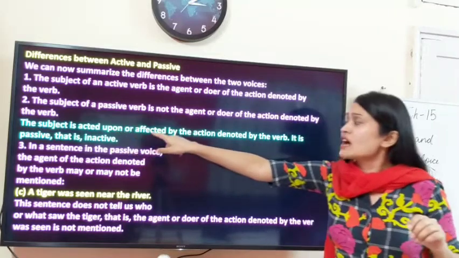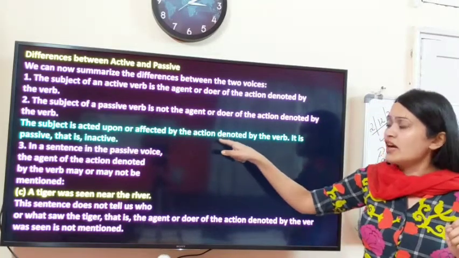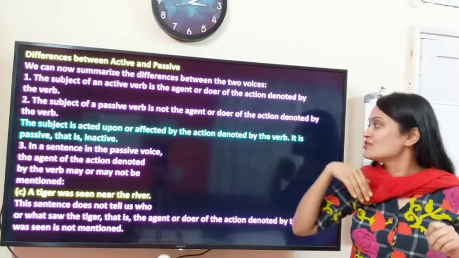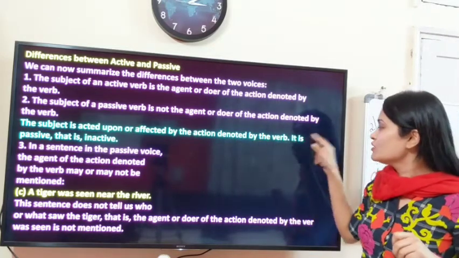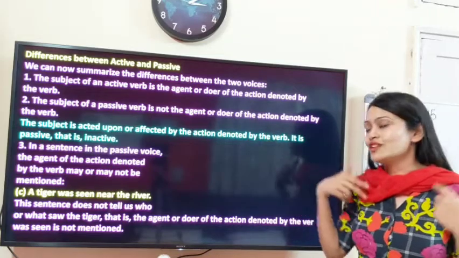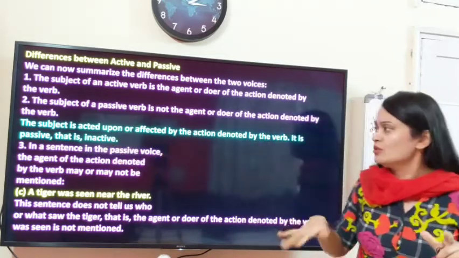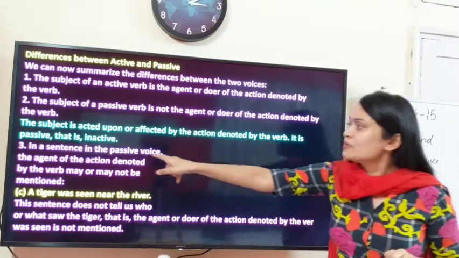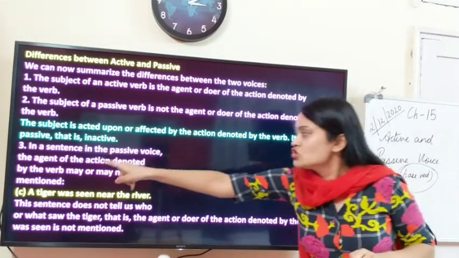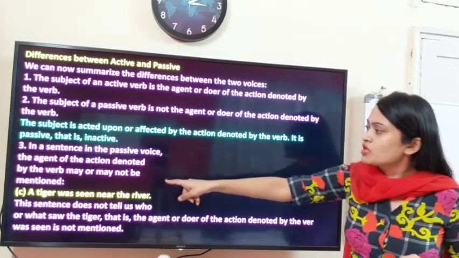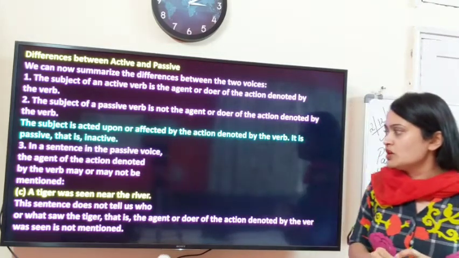The subject is acted upon or affected by the action. So the car is acted upon. That is, was driven, denoted by the verb. Which verb? Driven. Being was driven, it is passive. The subject is inactive. In a sentence in the passive voice, the agent of the action denoted by the verb may or may not be mentioned.